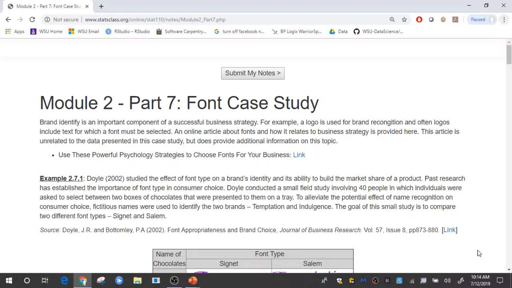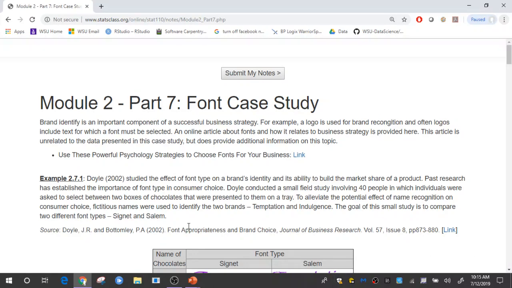So brand identity is an important component of a successful business strategy. For example, a logo is used for brand recognition, and often these logos include text in which a choice of font has to be made.